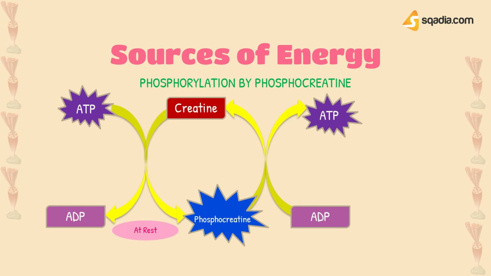So, what happens is that in a resting state, ATP is converted into ADP, and the phosphate released is taken up by the creatine and converts itself into creatine phosphate. When the muscles are in a contracting phase, this phosphocreatine is then broken down into creatine, and the phosphate group is now taken up by the ADP molecule to gain a new molecule of ATP.